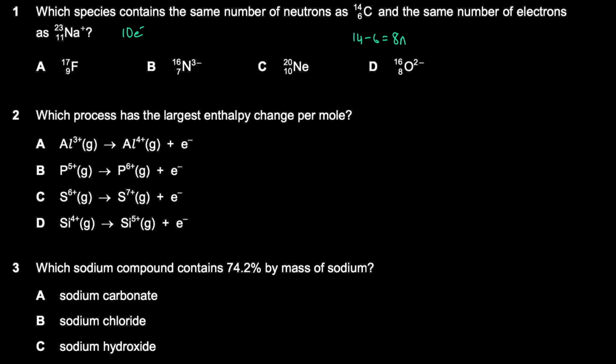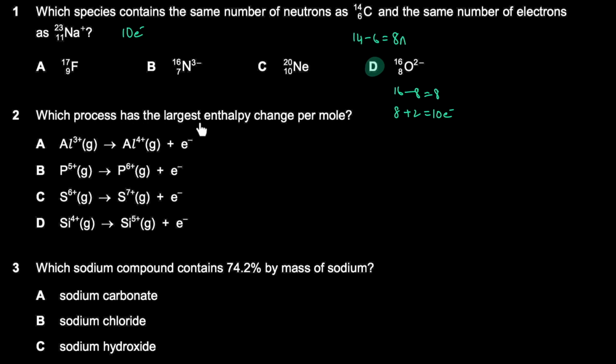So which of these contains 10 electrons and 8 neutrons? The answer here is D, right? We have 8 neutrons, 16 minus 8, so that's 8 neutrons. And then here we have 8 plus 2, which is 10 electrons, because an oxygen atom has 8 electrons, so the oxide ion will have 10. It has a 2 minus charge, so it's gained 2 electrons.